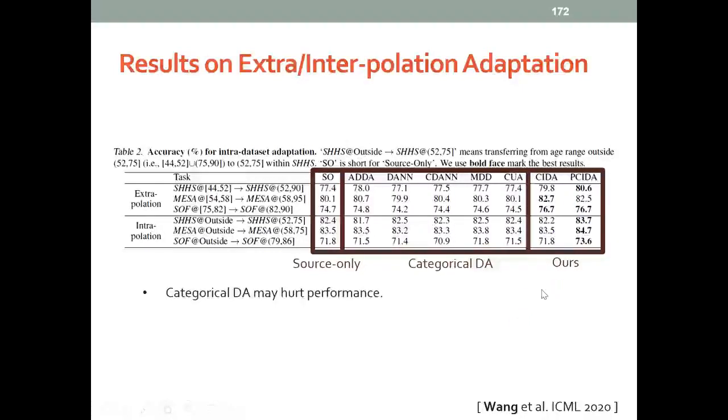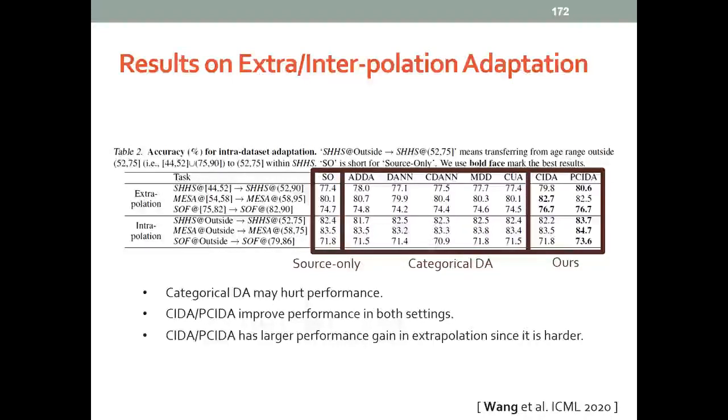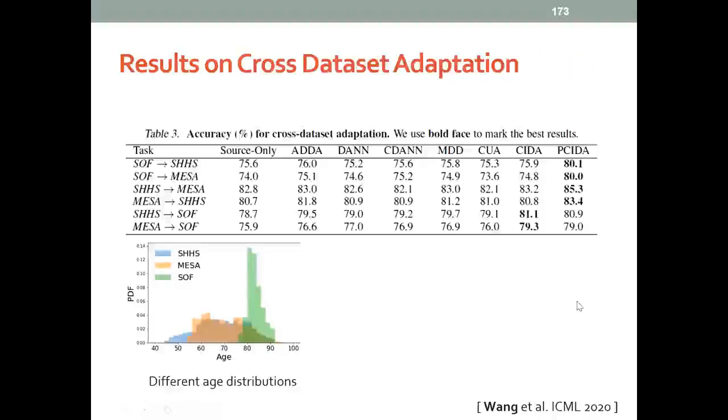Here's the result for different methods. We can see that categorical domain adaptation barely improves the performance and may even hurt the performance sometimes. And our methods, SIDA and p-SIDA, improve the performance in both the extrapolation and interpolation settings. Interestingly, we can also see that the proposed SIDA method has a larger performance gain in the extrapolation setting because it's more challenging, and therefore it can show more advantages of our model.